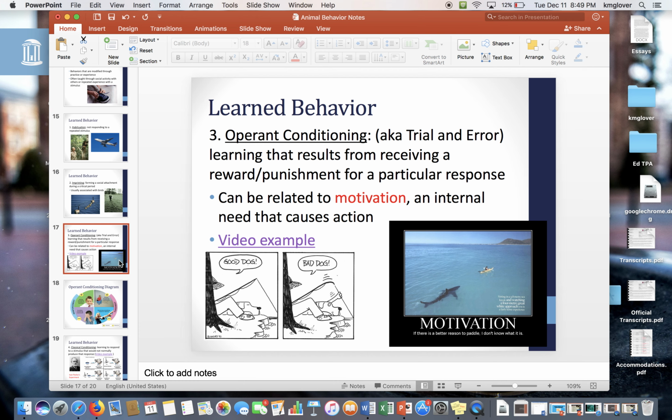That's operant conditioning, where you do something and either you get a punishment or a reward. If you get a reward, you're going to do it again and you're going to do it better. Or if you're punished, you're not going to do it again at all. But it's through trial and error. That's pretty much it. And if you get a reward for it, you're going to keep doing it better, hopefully each time.